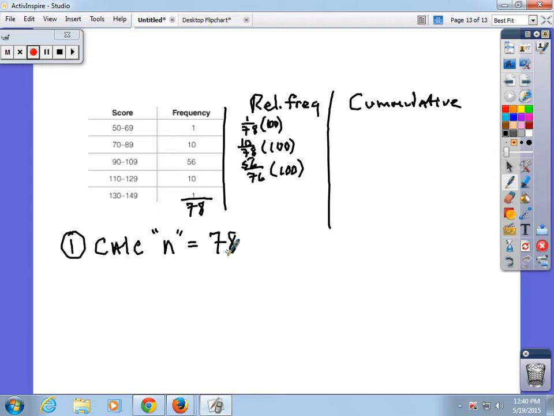Right here, adding all these up. And we'll just change that to 78. And then 10 over 78 times 100, and 1 over 78 times 100. And that's going to give you your relative frequency. Relative frequency is just a 25-cent word for percent. You're finding the percentage of the class. 1 over 78 times 100 will give you a percent.